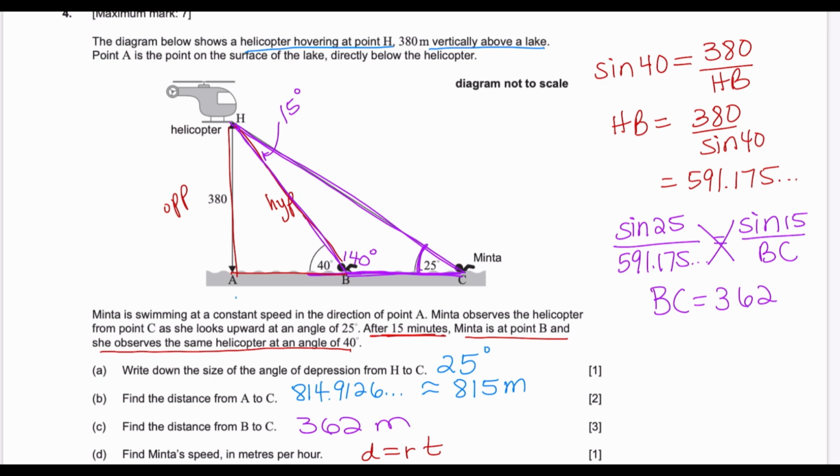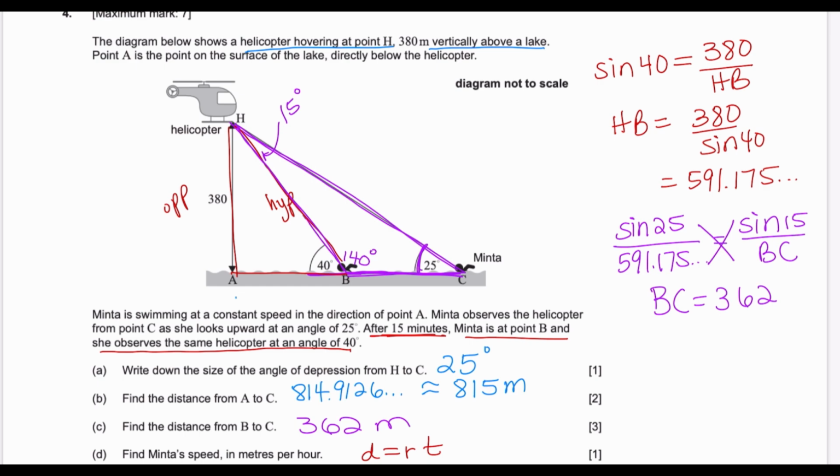So distance equals rate times time. In order for us to figure out her speed in meters per hour, you're going to have to figure out how much she has traveled in an hour.